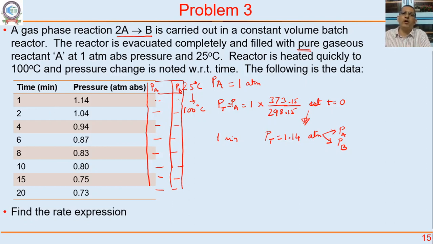You can convert that to concentration if you want. How is partial pressure and concentration related? Concentration is partial pressure divided by RT, where we are assuming the ideal gas law. Okay. So then you will have concentration of A versus time. Then you can find kinetics. Okay. Rate expression.